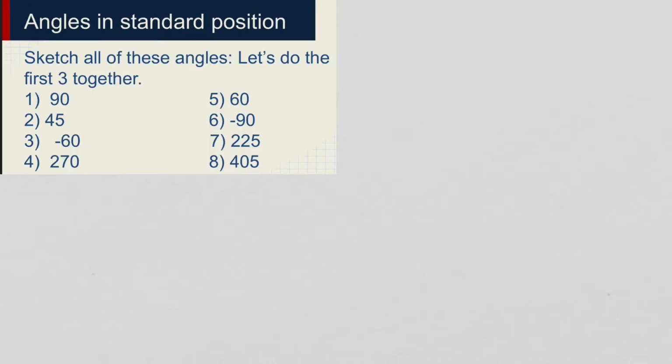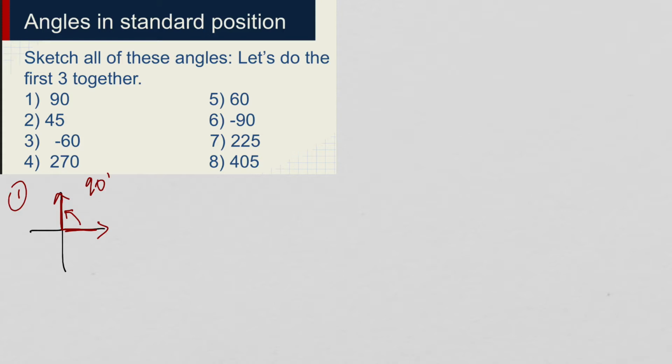All right, let's sketch some of these angles. So let's take a look and do these first three together. Whenever I'm going to sketch an angle, I always want my x and my y axis. I'm going to start with my initial side right here on that positive x-axis. I'm going to do 90 degrees, so we know it goes up. 90 degrees is right here on that positive y. So number one, this is a 90 degree angle.